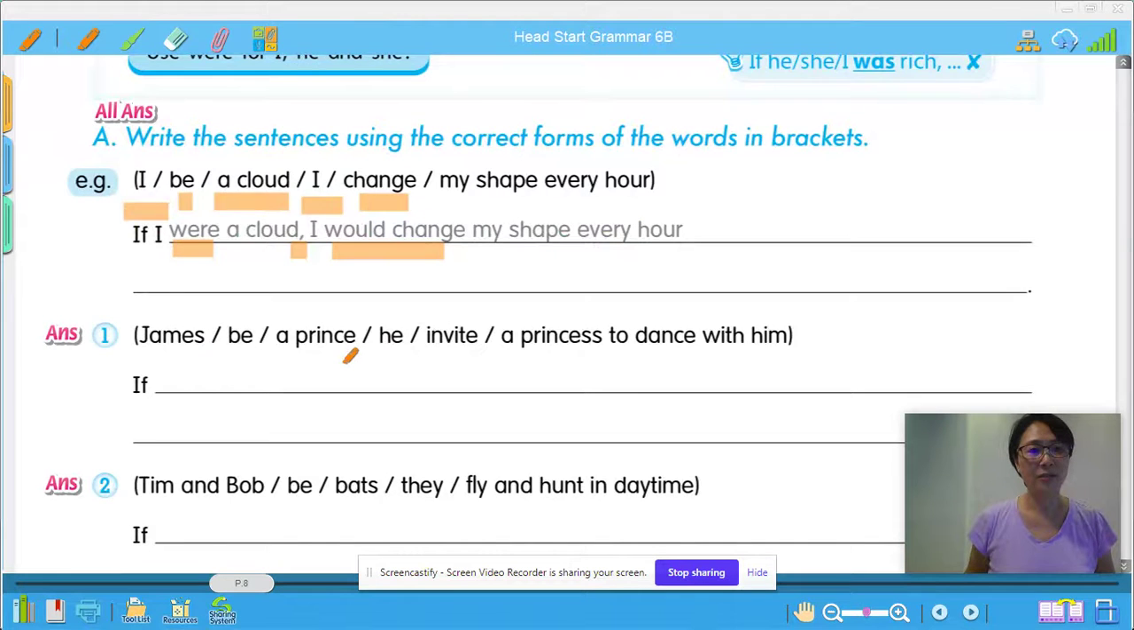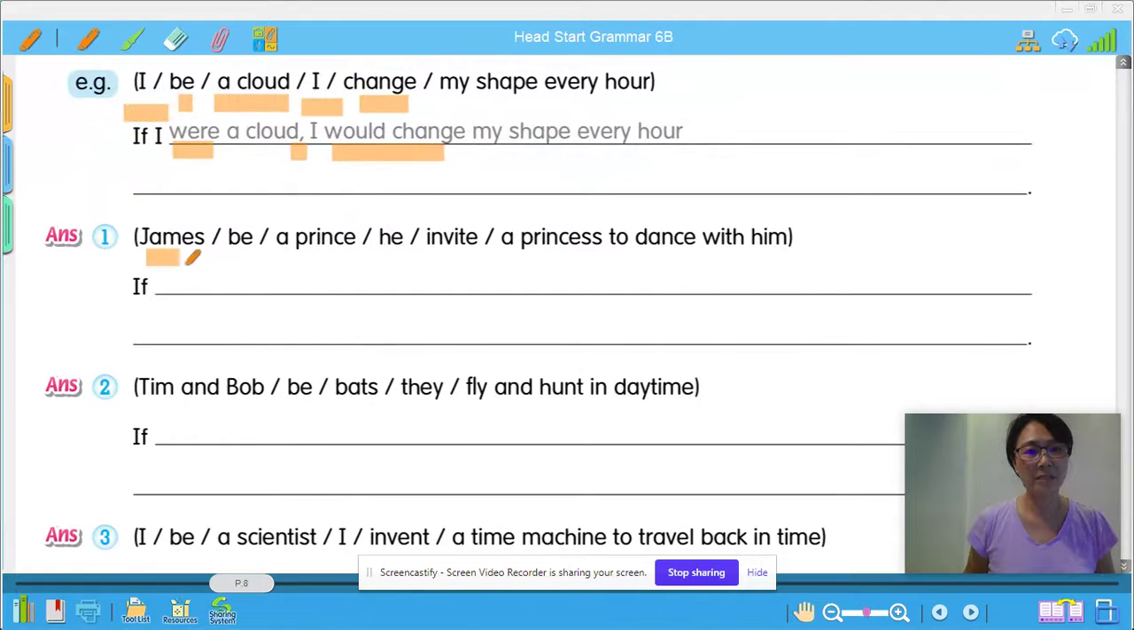Now, let's take a look at question number 1. James, verb to be, a prince. He invite a princess to dance with him. So the verb to be will become were. If James were a prince, comma, he would invite a princess to dance with him.